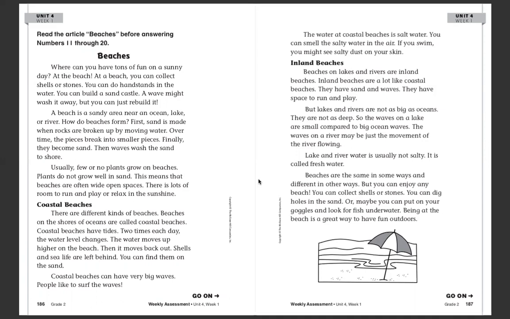Make your Venn diagram. If you have not finished making your Venn diagram, you can pause the video. The top of one bubble is coastal beaches and the top of the other bubble is inland beaches.